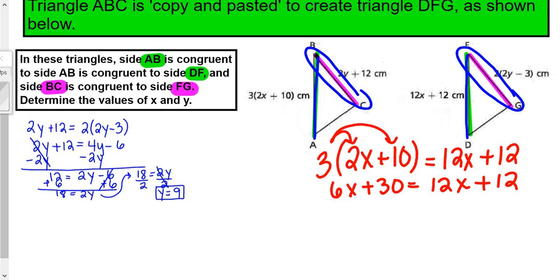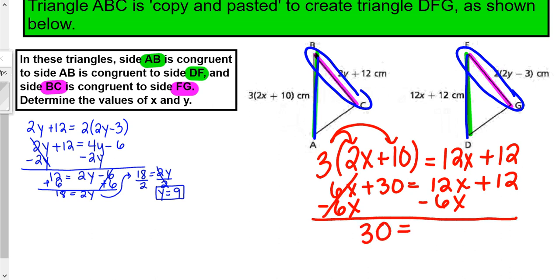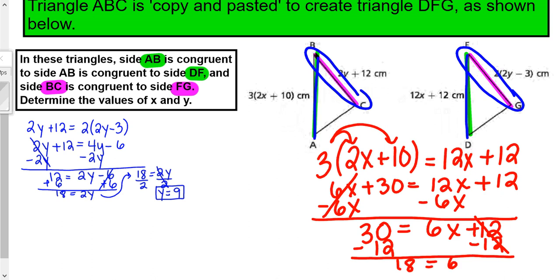Again, our goal is always to isolate the variable, so we want to move the smaller variable first, which is 6x. It is assumed that there is a positive in front of the 6, so we're going to subtract 6x from both sides in order to make that cancel, and we're left with 30 equals 6x plus 12. Okay, we're going to subtract 12 from both sides, and we're going to be left with 18 equals 6x.